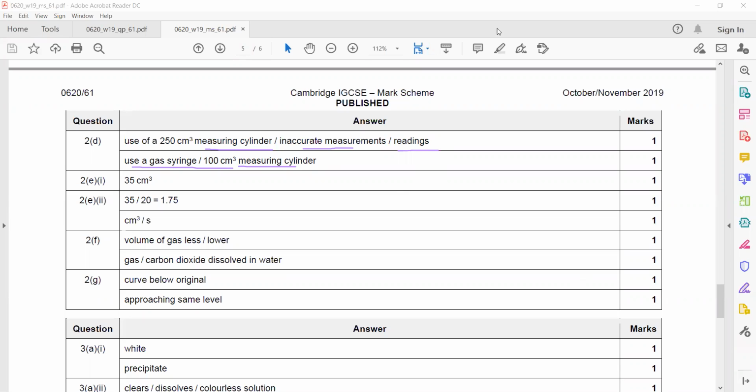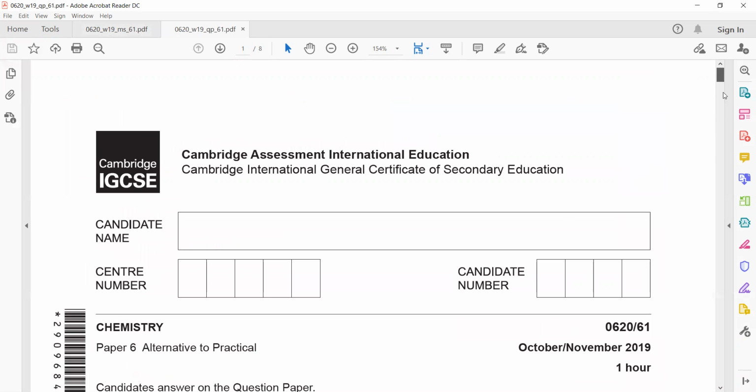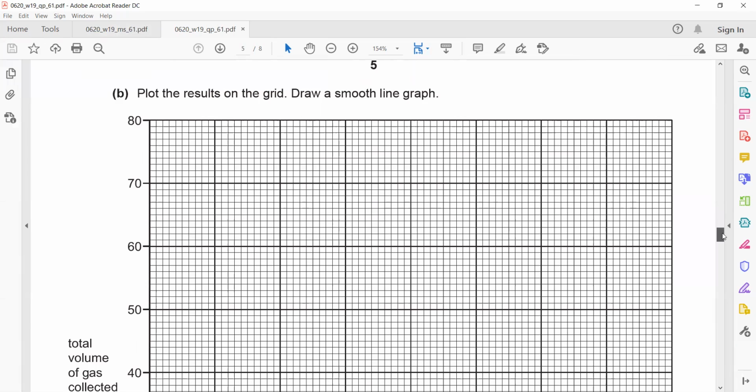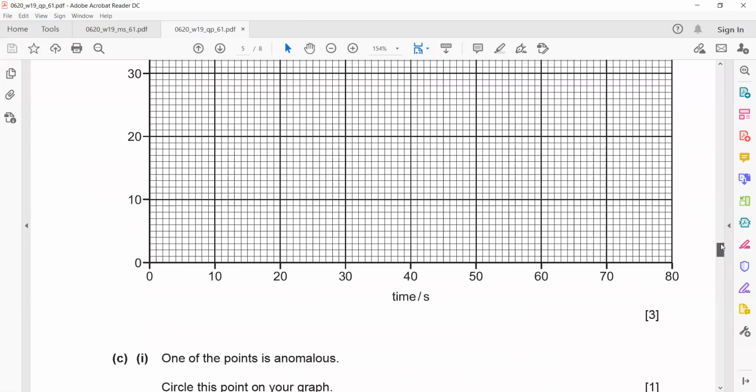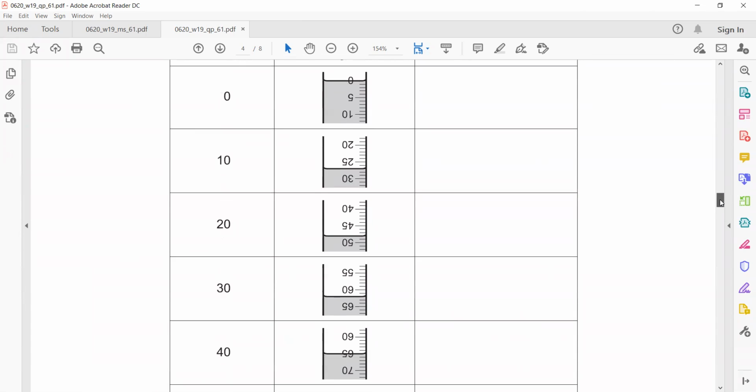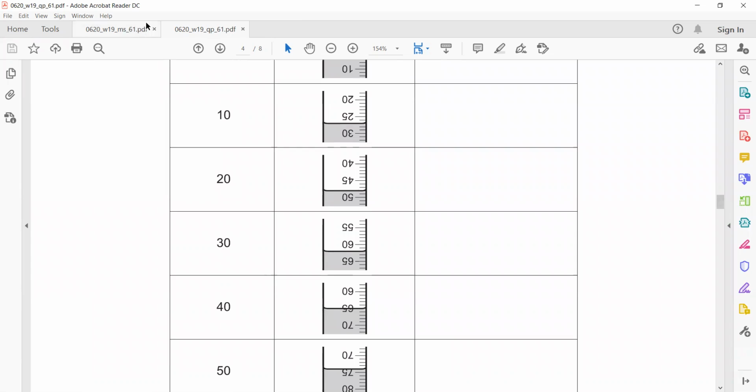In chemistry, we normally don't mention parallax error, because if you check the question, they ask for one possible source of error in the experiment and one improvement. So normally in chemistry we don't write parallax error. It's mainly because the apparatus used is not accurate, so that is creating a greater error. That's why we'll use a smaller measuring cylinder or a gas syringe.